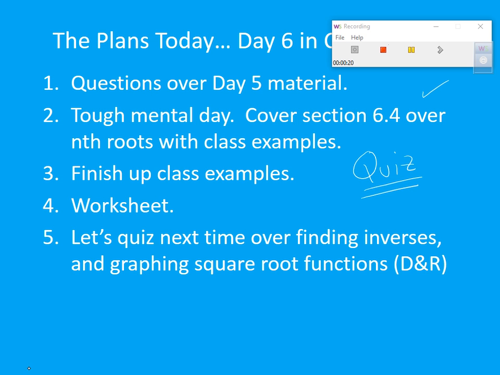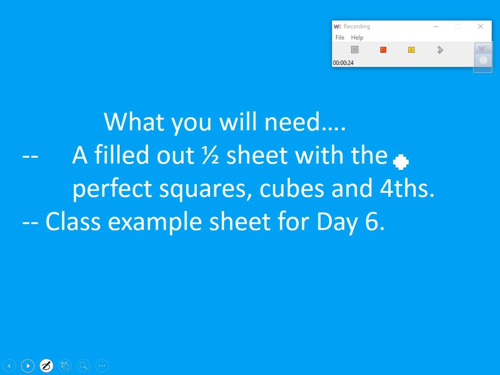Things that you'll need in front of you today. You will need that half sheet with the square roots, the cube roots, and the fourth roots. We're going to refer back and forth to that quite a bit today. You'll also need the class example sheet for day 6. Don't be scared because there's a staple in it. They're really pretty darn quick.